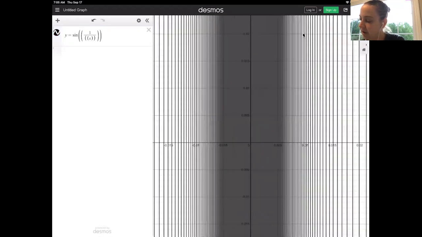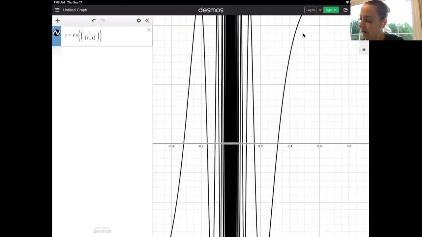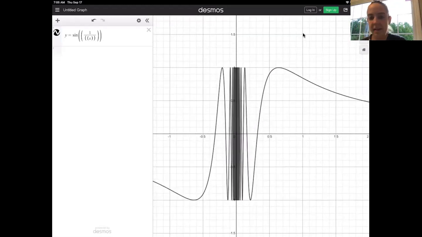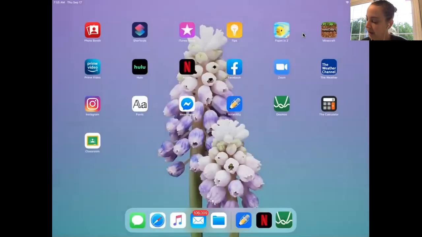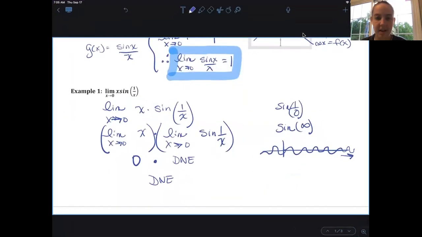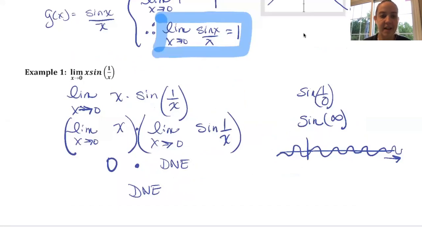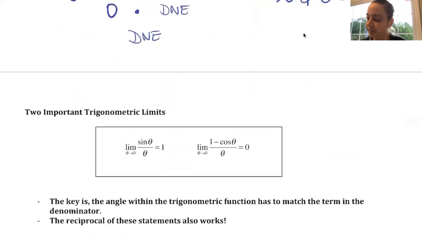I can't zoom back. Oh, there we go. Now I can zoom back out. It's a hot mess. It's going up and down and up and down. There is no limit there. It doesn't exist. So we can come back to our notes and confirm that that other piece does not exist. So the limit here does not exist.